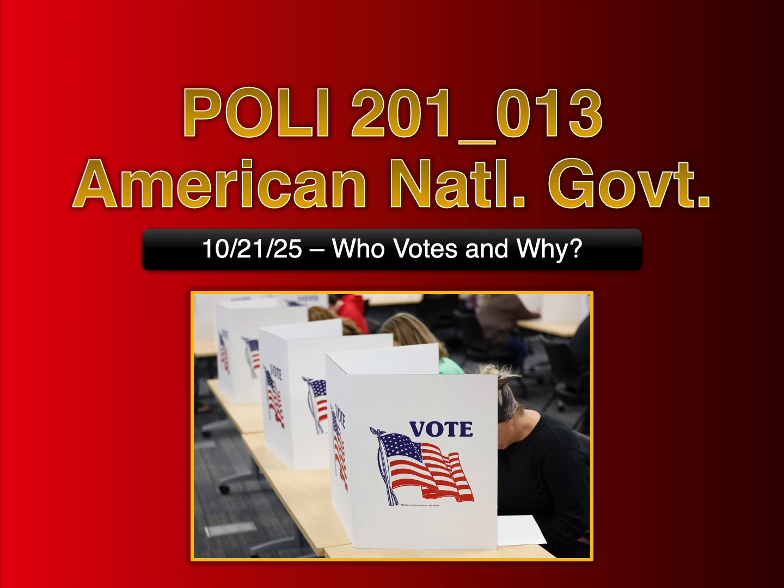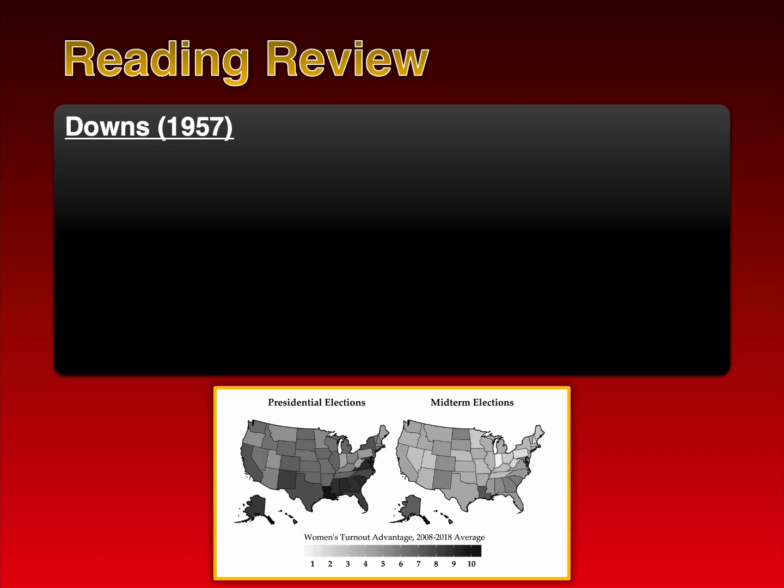Today we're going to be talking about voting, who votes and why. I assigned 2 readings for class today. Both of them are fairly short. The first one is very hard, I think. The Downes one, An Economic Theory of Democracy.